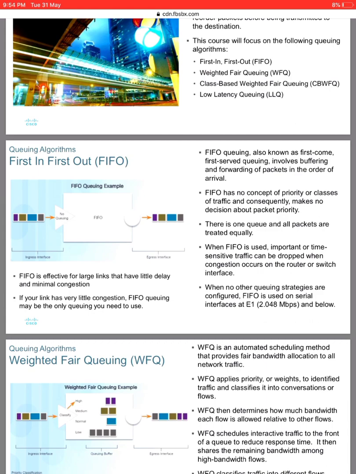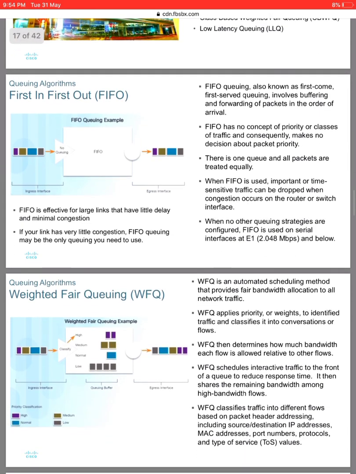CBWFQ is a scheduling mechanism used to provide a minimum bandwidth guarantee to traffic classes during times of network congestion at an interface. Each of the CBWFQ queues is assigned a weight, and the packets are served from the queues based upon the weight of the queue. For low latency queuing, MQC is used to classify traffic. Classified traffic is routed to the priority queue, which receives priority and bandwidth.